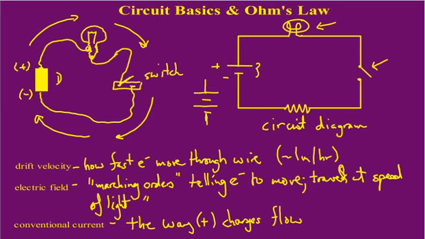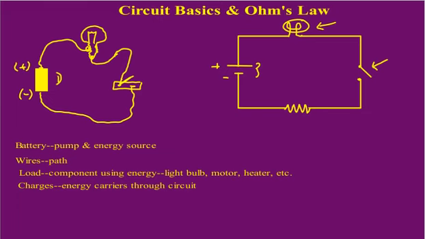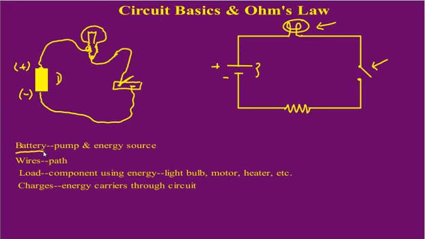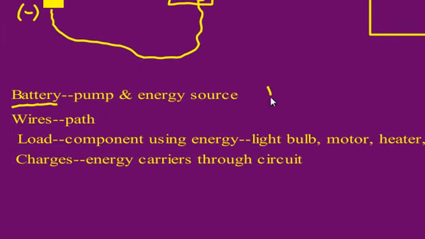Okay, let's take a closer look at what some of the components of a circuit do. Let's go to the next screen here. I've typed a few things out. The battery is basically the pump. It's the pump and energy source. We measure how much of that it's bringing to the circuit by measuring the volts.